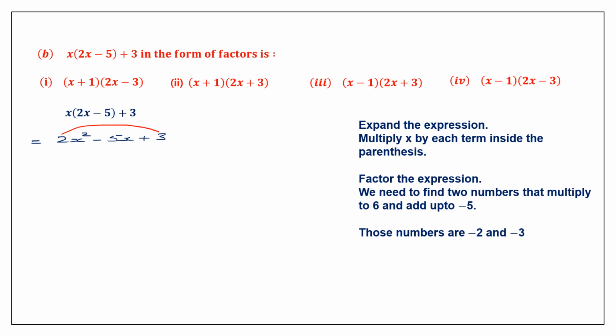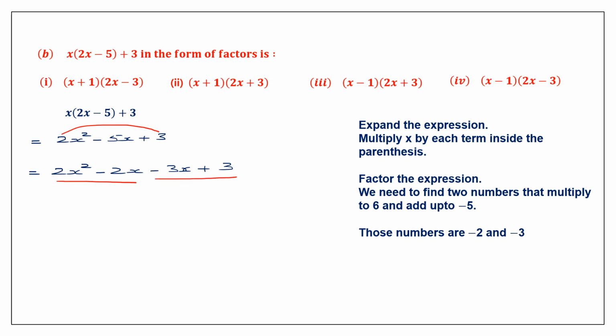So now let's write those two as the middle term. 2x squared remains as it is. Minus 5x is now going to become minus 2x minus 3x. And the one that is left there is plus 3. Now we're going to use the grouping method. So let's put these two terms as one group and these two terms as the other group.